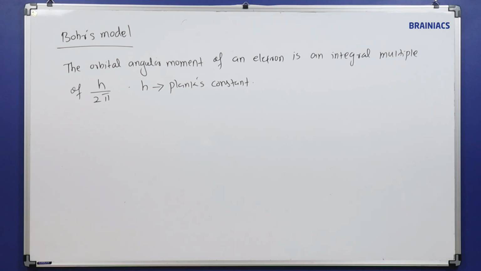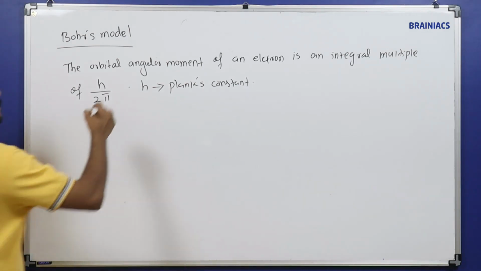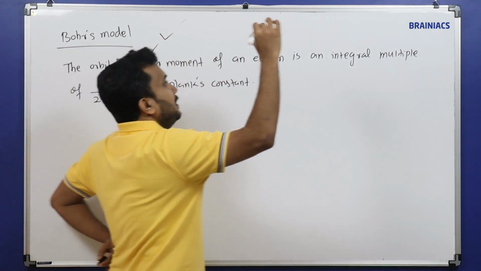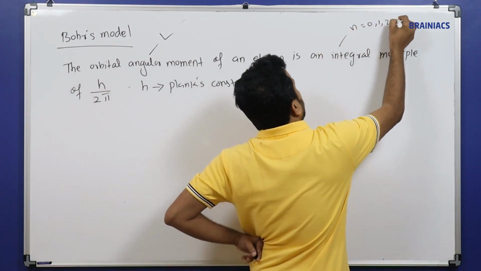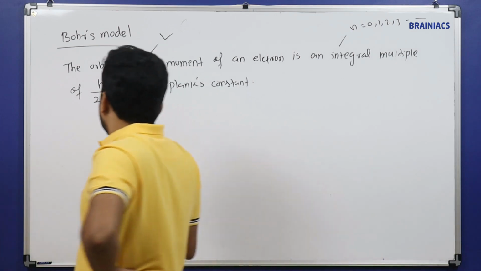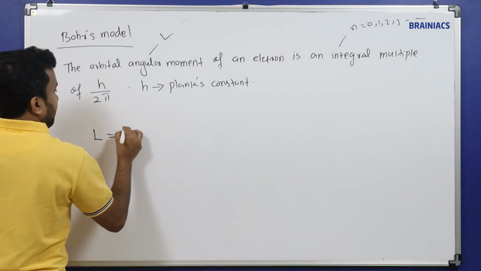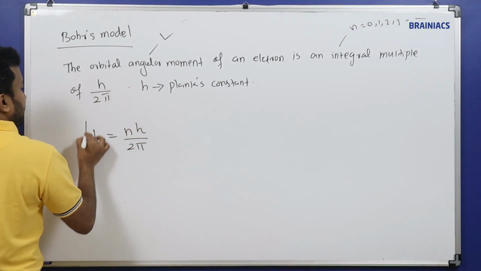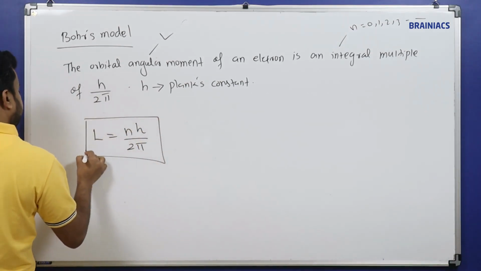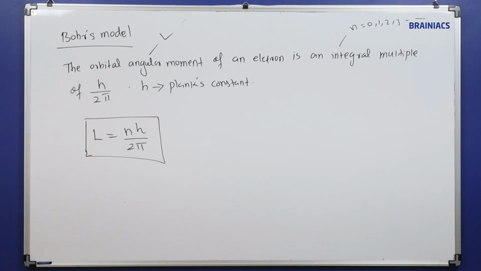So orbital angular momentum, letter L, is an integral multiple, number n, where n equals 1, 2, 3, etc. So orbital angular momentum L will be equal to nh divided by 2 pi. This is what is called Bohr's model.